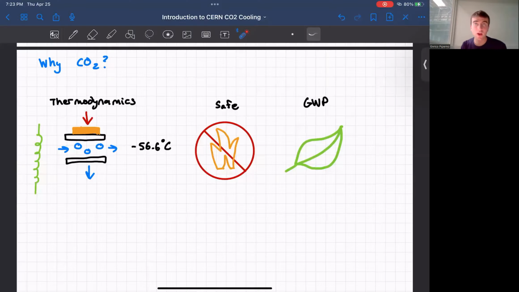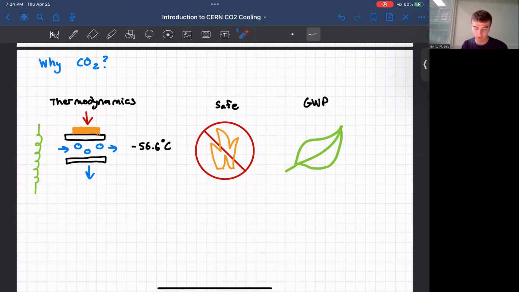Finally, I'll be discussing why we use CO2 as a refrigerant at CERN. The first reason being it has favorable thermodynamic properties. So inside the capillaries, these pipes of inner diameter around 1 millimeter, the fluid needs to have low viscosity at low temperatures, which CO2 has. Furthermore, CO2 has a high heat transfer coefficient at the two-phase boundary, which is required for the silicon sensors.